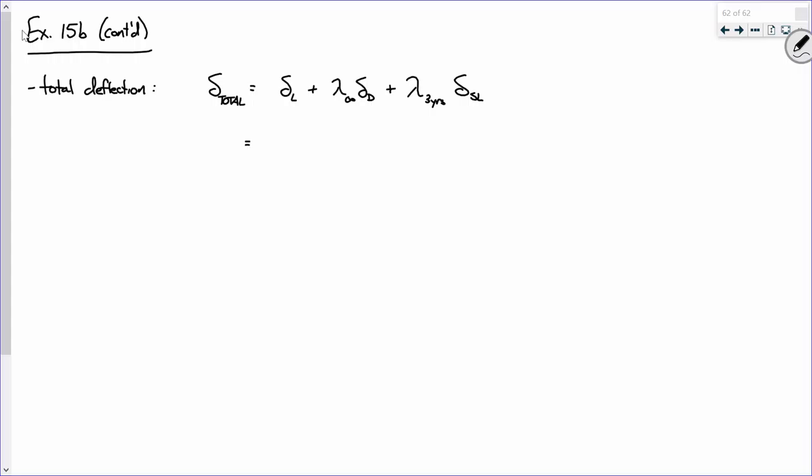Okay. So let's just plug and chug. What was live load? It was 0.222. Okay. Plus the multiplier of 2.0 times, what was it, 0.245 plus 1.8 times 0.070 inches. So what is that? 0.838. Do I have a second on that? Okay.